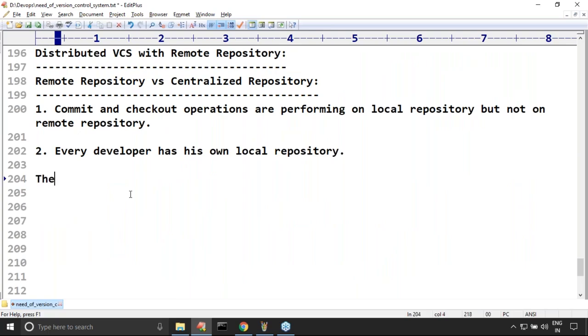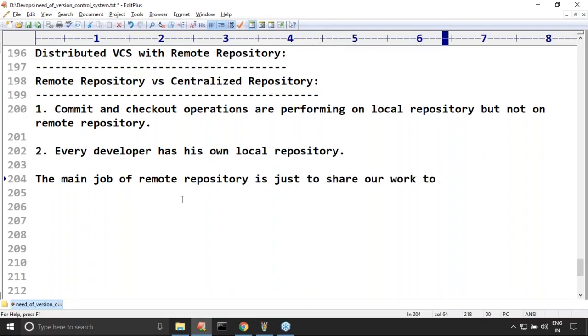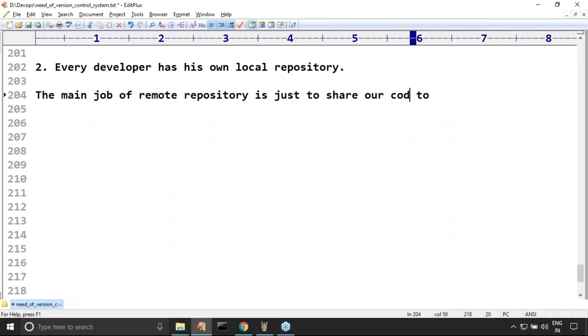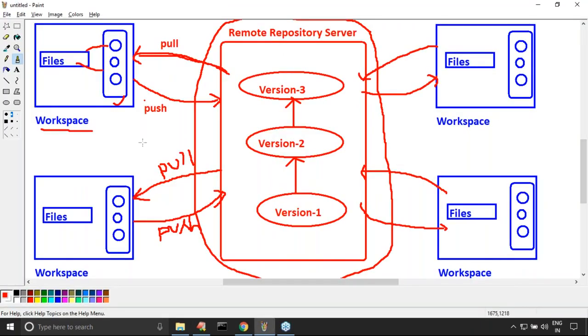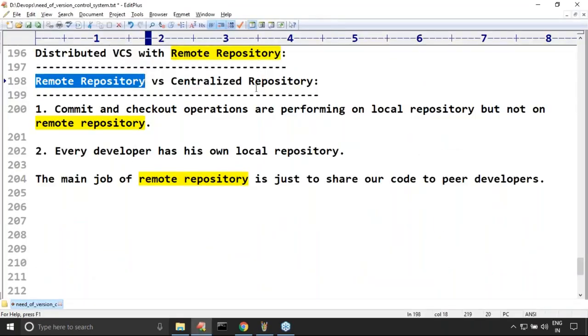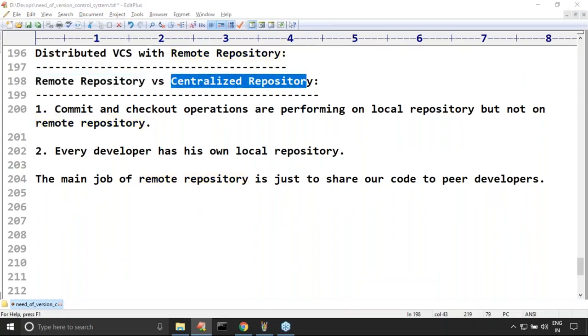So the main job of the remote repository is just to share our code with peer developers, that's it. So don't misunderstand things by adding a remote repository here. Clear, right?